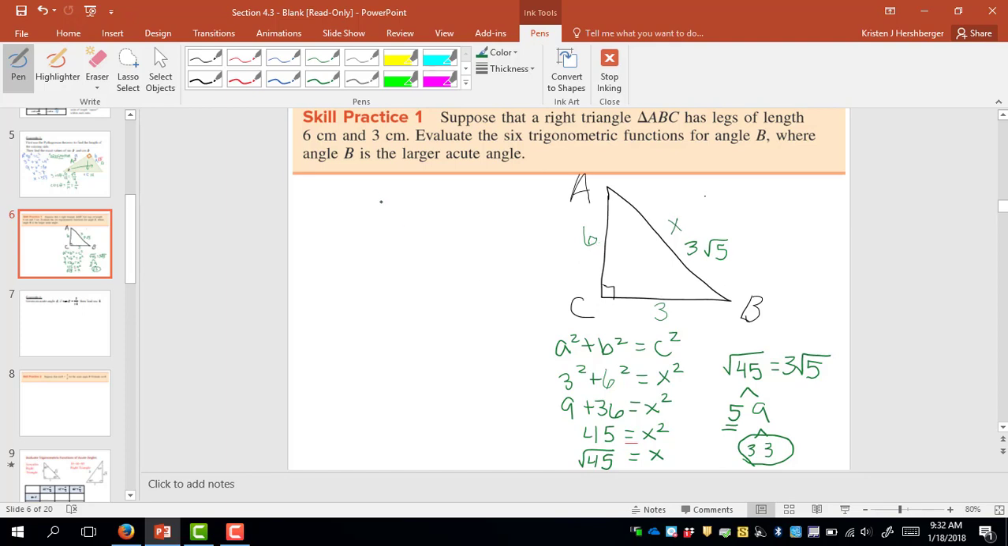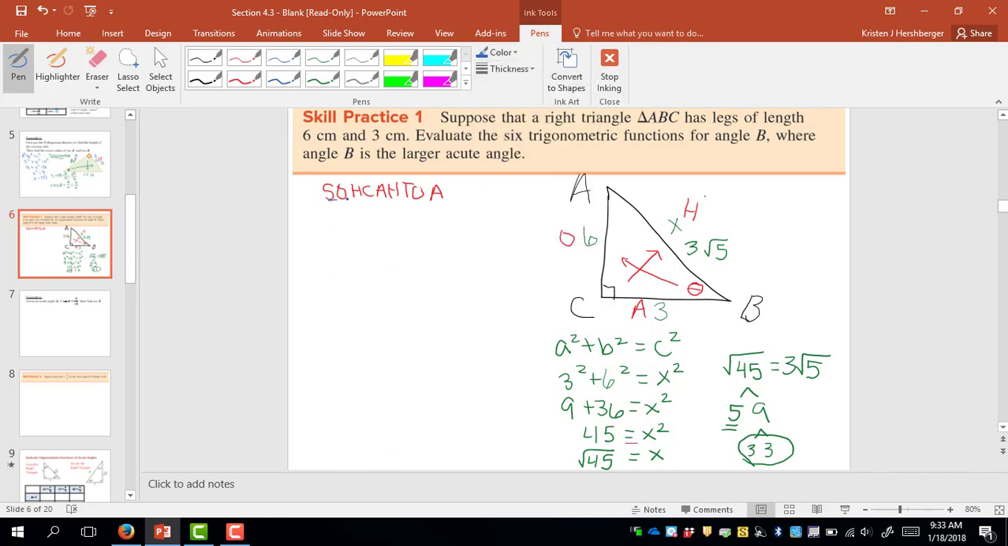Now that we have all 3 sides, we can find all of the trig functions for that angle. So first we need to determine which angle we are using. It says evaluate the 6 trig functions for angle B. So angle B, I'm going to label with theta because that's the angle that we're using to evaluate the trig functions. Across from the given angle is the opposite. Across from the right angle is the hypotenuse. And the remaining side is the adjacent. So then I'm going to use SOHCAHTOA to find the first 3 trig functions.